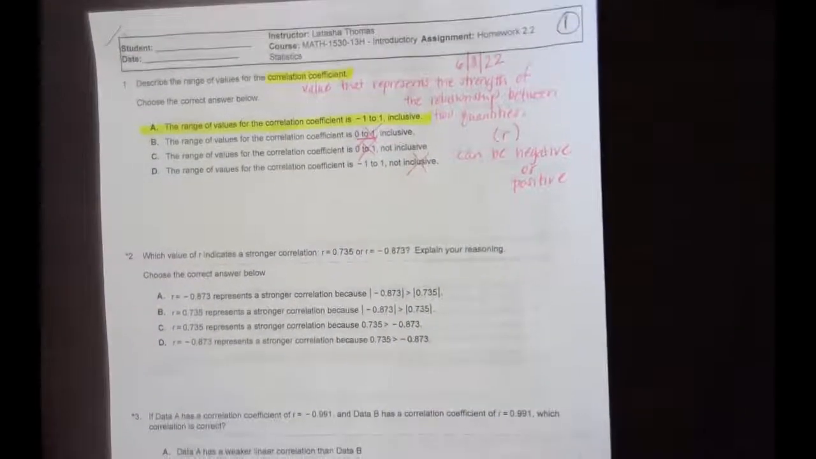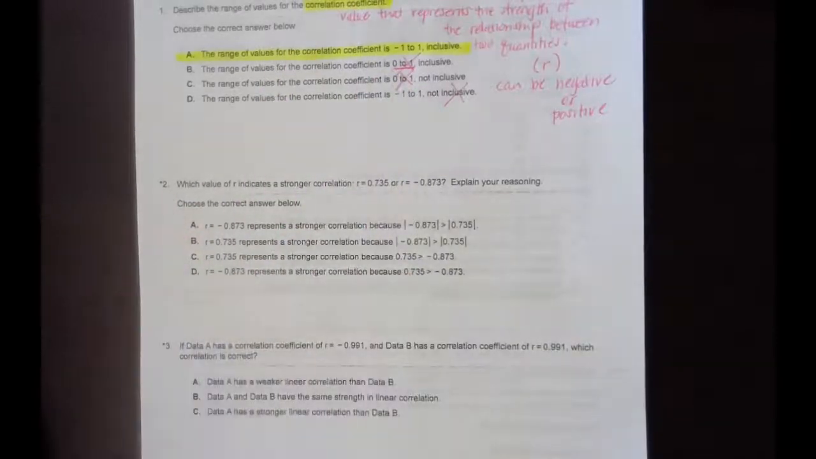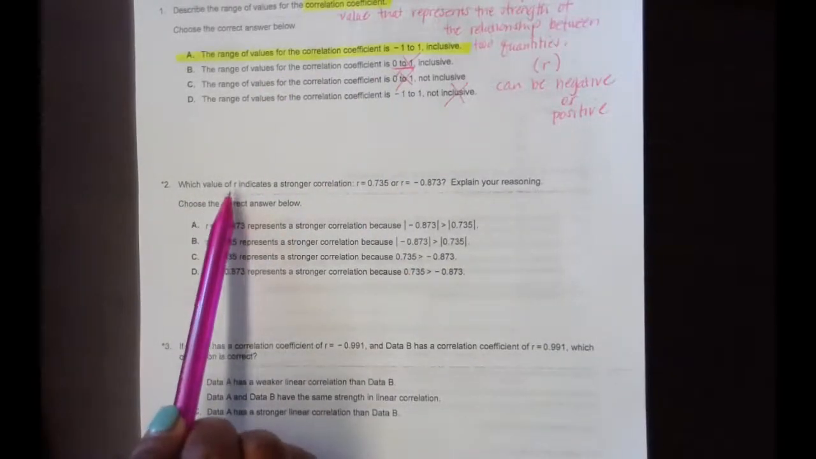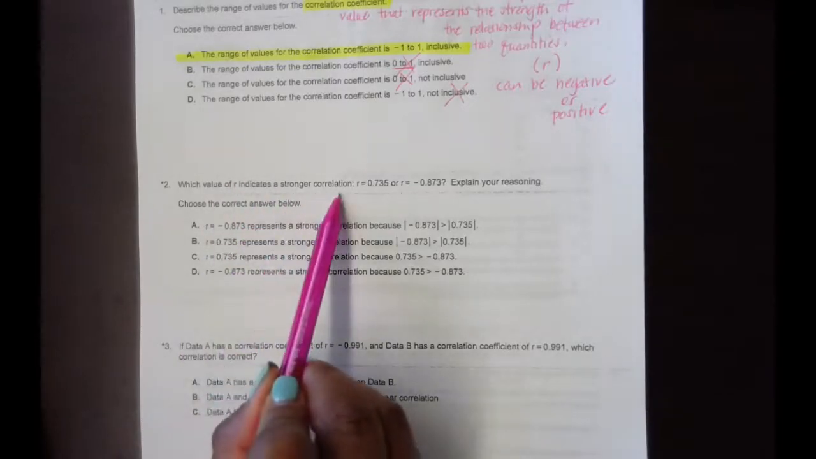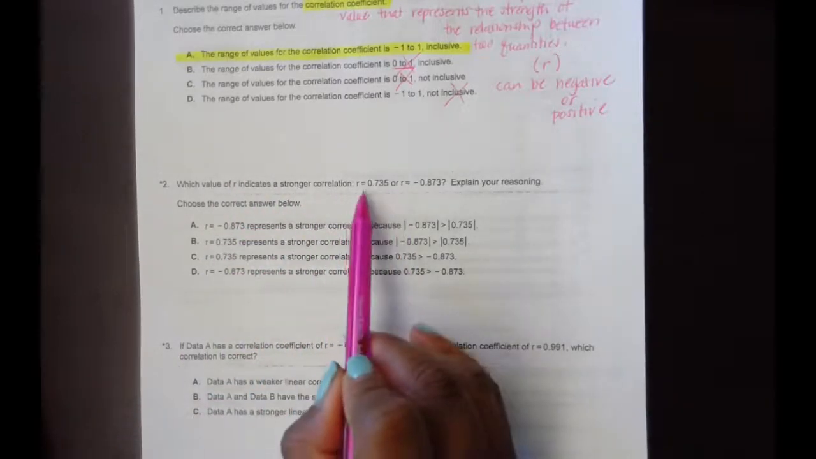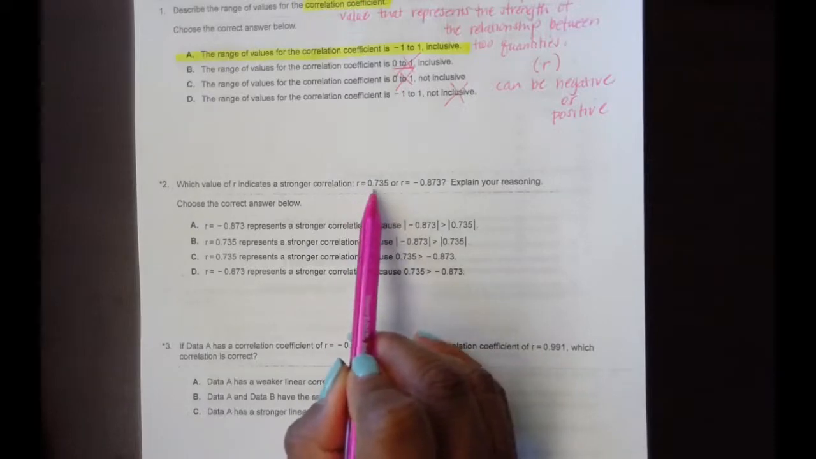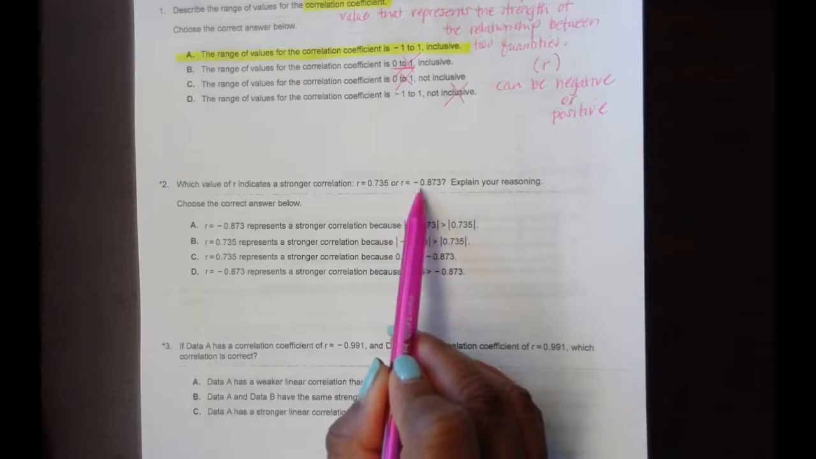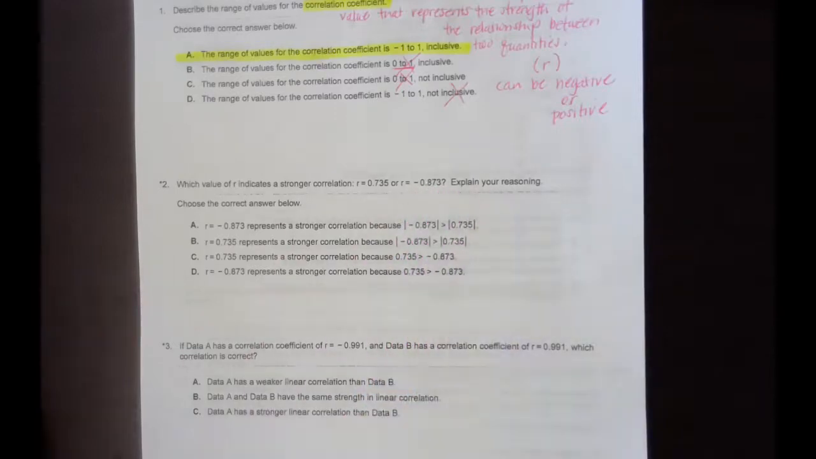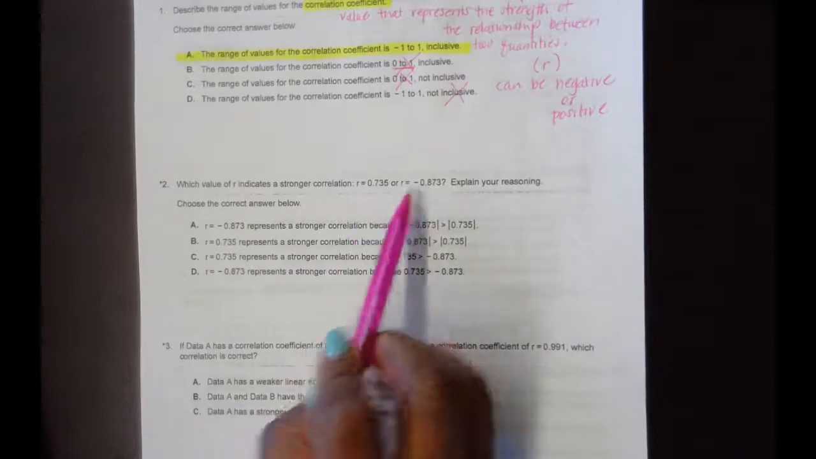Alright. Number 2. Now that we know that, let's look at what number 2 says. Which value of R, the correlation coefficient, indicates a strong correlation? Would it be R equals 0.735, or R equals -0.873? Explain your reasoning. So before we even look at the answer choices, let's compare these two values.